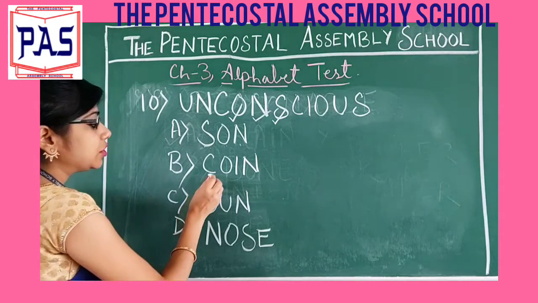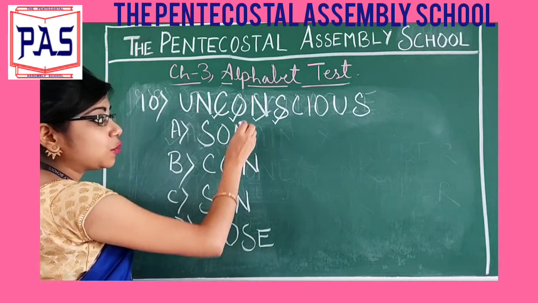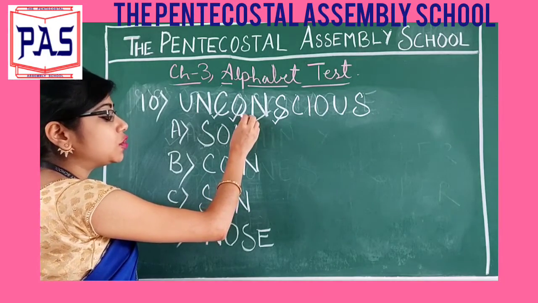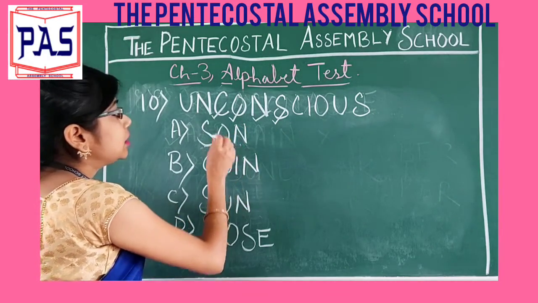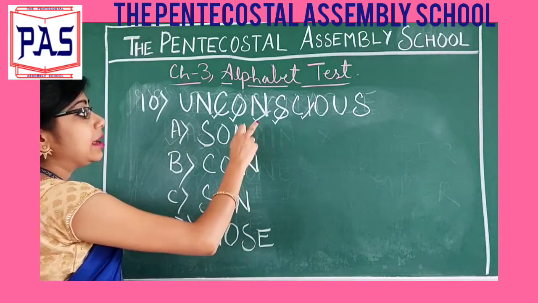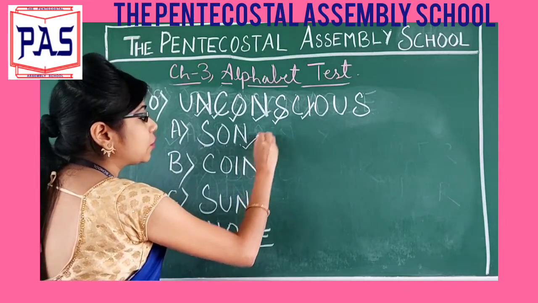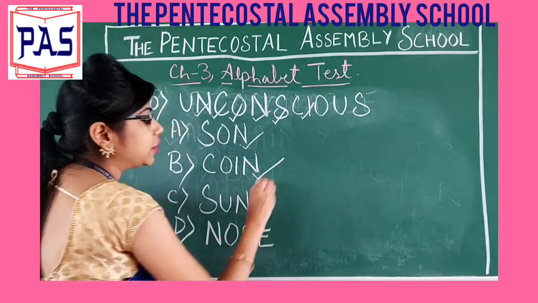Coin, our next word, given in option B, is coin. Let's check. C, here is C. O, yes, O is also present in the word unconscious. I, yes, I is also present. N is also present. So we can make the word coin.